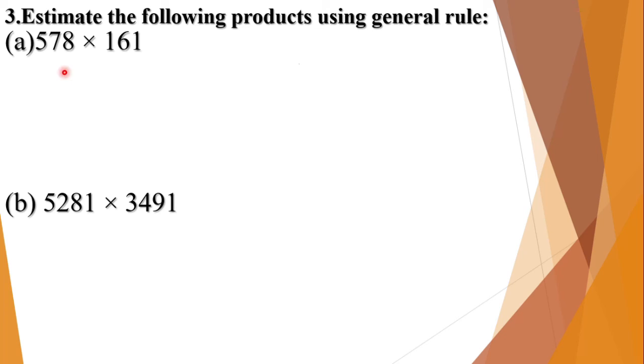Now the first question which we have is 578 into 161. Now the first number which we have is 578. Now here they didn't give to which place value we should estimate, right? So now we should only know which place value we should estimate. Now we should take the highest place value. Now here the highest place value is 100. Now if I take 100, I can estimate for the first and the second number, right? Now let's take the 100th place value.